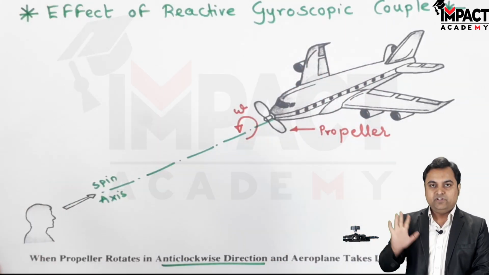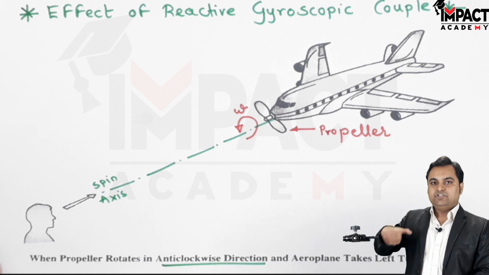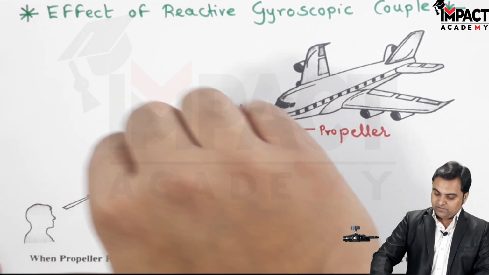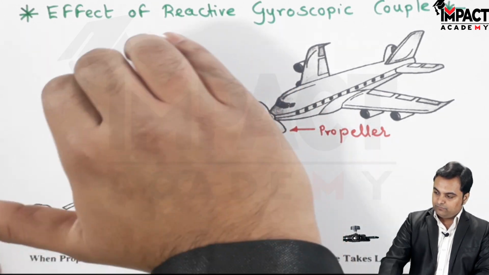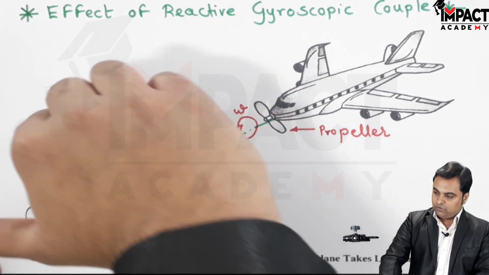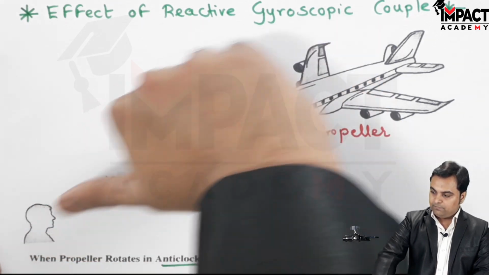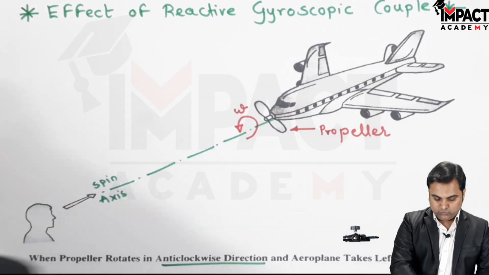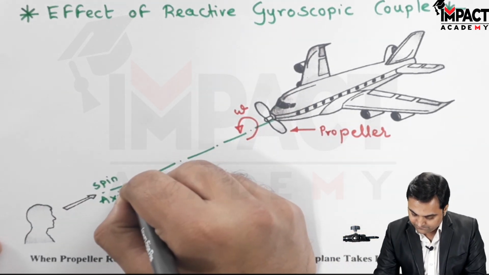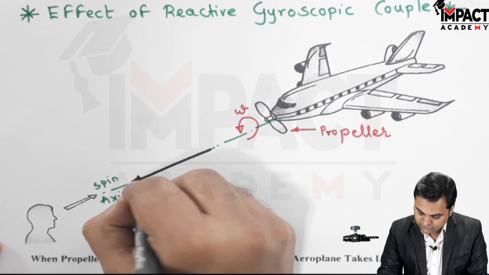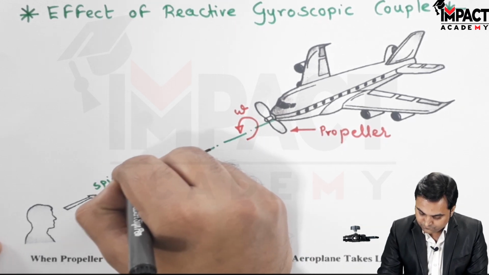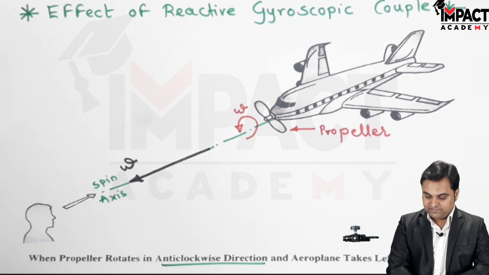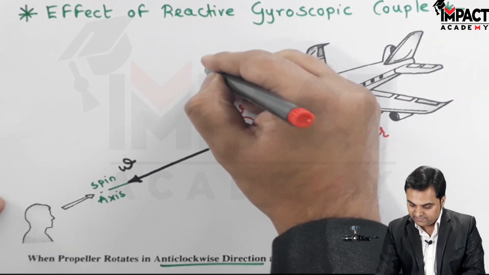So curl the right hand fingers along the direction of the propeller. The propeller is rotating anti-clockwise, and here I am curling the fingers in the direction of the propeller in an anti-clockwise manner, and the right thumb indicates the velocity vector. So the velocity vector is towards the observer, denoted by omega.